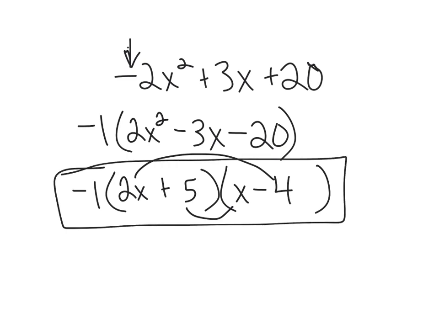Okay, so anytime you have a negative in front of your squared term, I would recommend factoring out a negative 1 first and then factoring it into the two binomials.